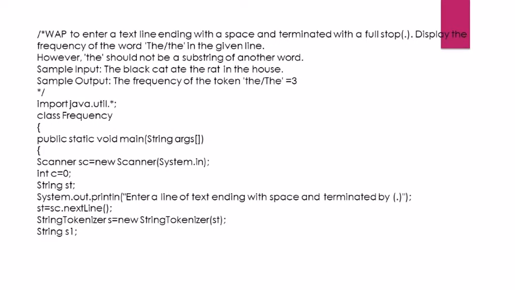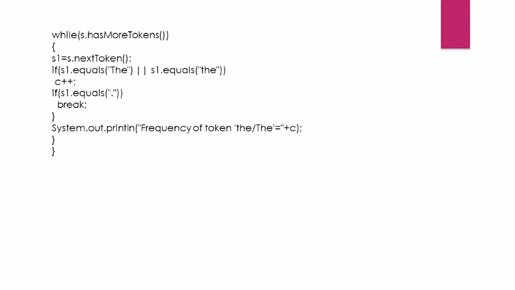Okay, now I'm using a StringTokenizer object here. StringTokenizer is another class which we had discussed in the previous video. StringTokenizer s equals new StringTokenizer, and I have initialized the string st over here. I hope this is clear. That means whatever string we are entering in the variable st will be initialized in the StringTokenizer object s. I have taken another string variable s1 here. While s.hasMoreTokens, what will hasMoreTokens do? It will check whether s is having any more words.